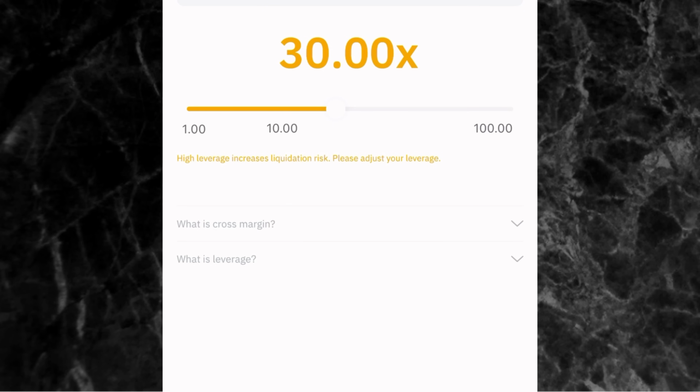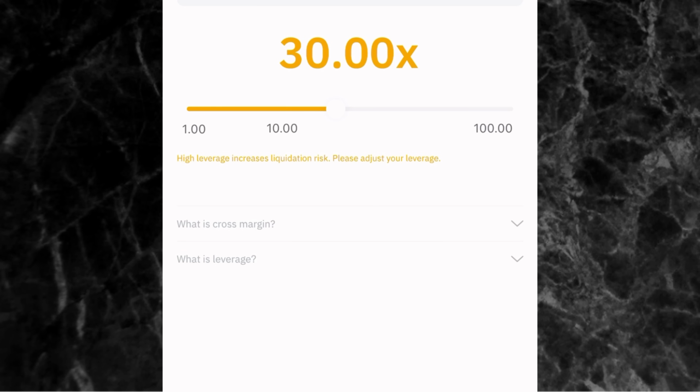Let's say for example you are picking 30x leverage like you have on your screen and you have just $100 to trade. Now the amount of money you'll be going into that trade with will be $100 times 30, which is about $3,000. So that means that with 30x leverage, you can enter a trade with $3,000 and you're only dropping $100 from your wallet. I hope you understand that.